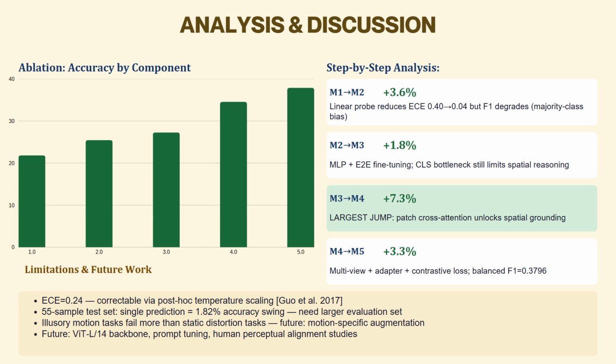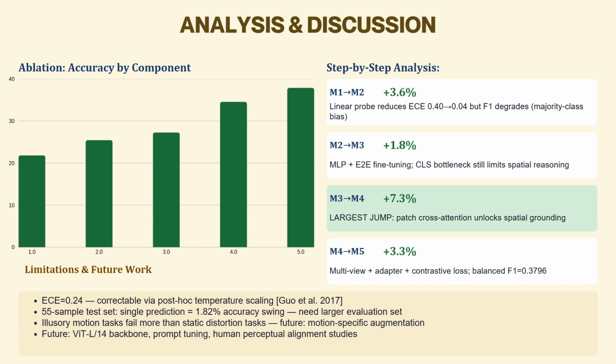And then our strongest finding, from M3 to M4: switching from CLS to all 49 patch tokens with cross-attention delivers the largest jump, by 7.3 percentage points, which I mentioned earlier. And lastly, from M4 to M5, the final 3.3% comes from multi-view encoding, where views capture global geometry and edge views enhance contours, combined with domain adaptation and contrastive loss, giving us a balanced F1 macro of 0.3796.